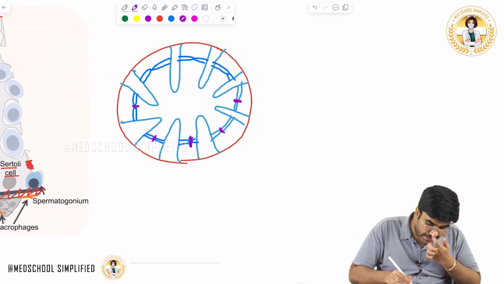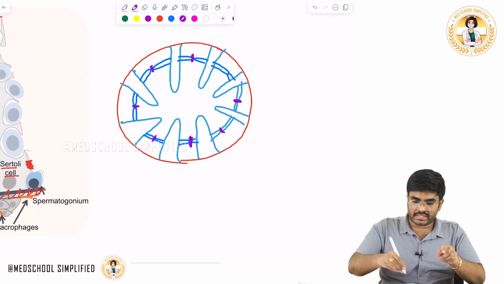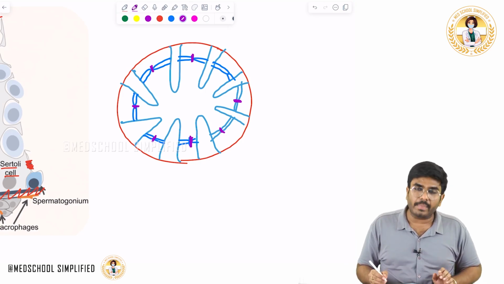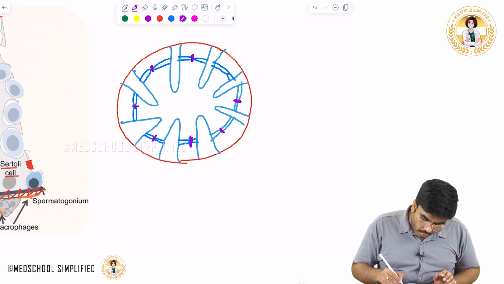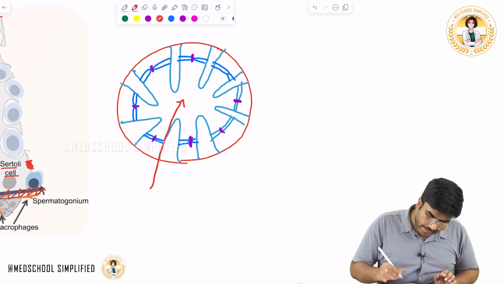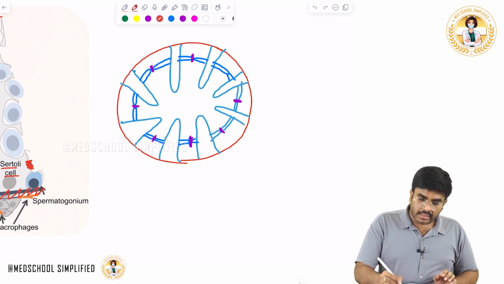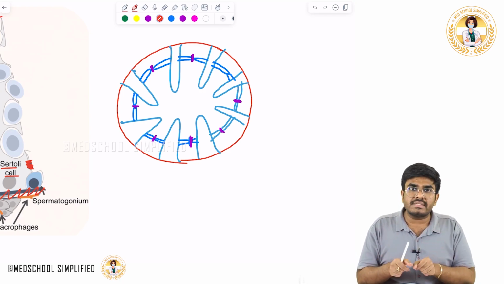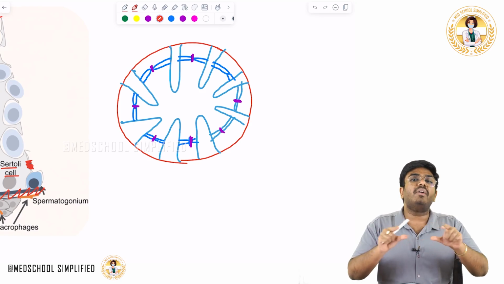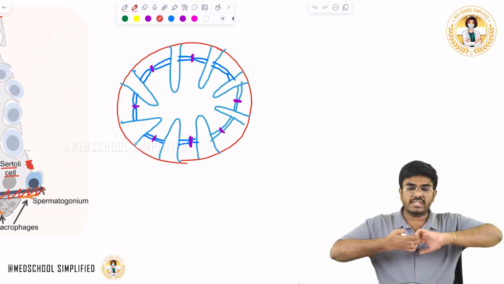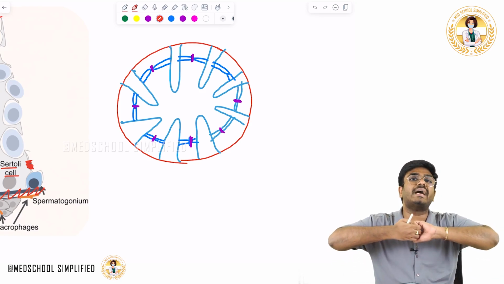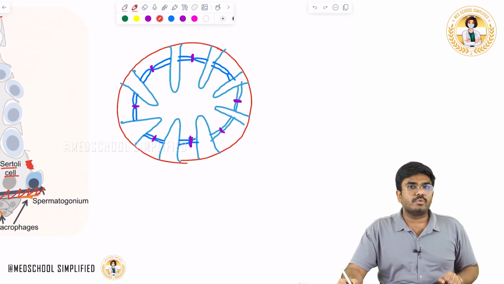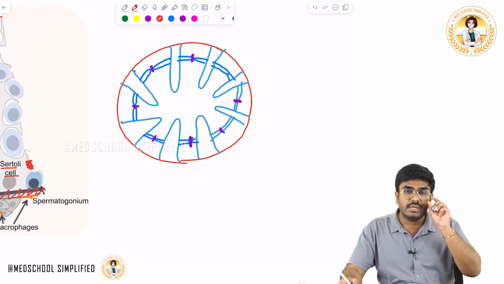Now, because of these tight junctions, these Sertoli cells are forming a barrier, a gate-like thing. So no toxic substance can directly enter into the seminiferous tubule, because these Sertoli cells form a barrier with the help of tight junctions between them. The junctions between the two Sertoli cells are so tight that toxic substances cannot escape from the blood into the seminiferous tubule.